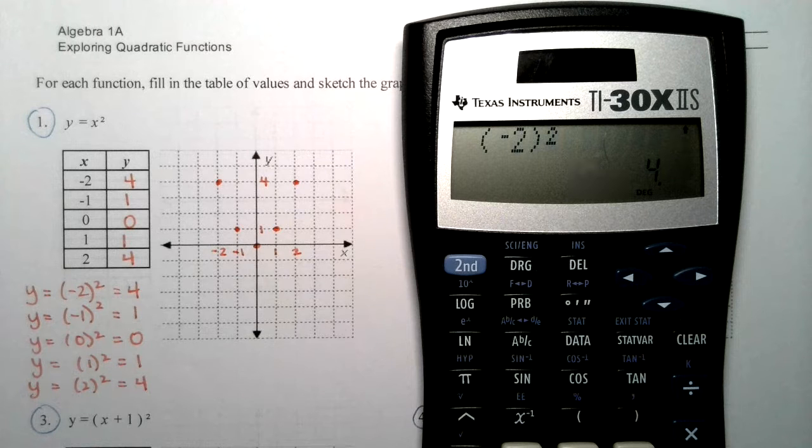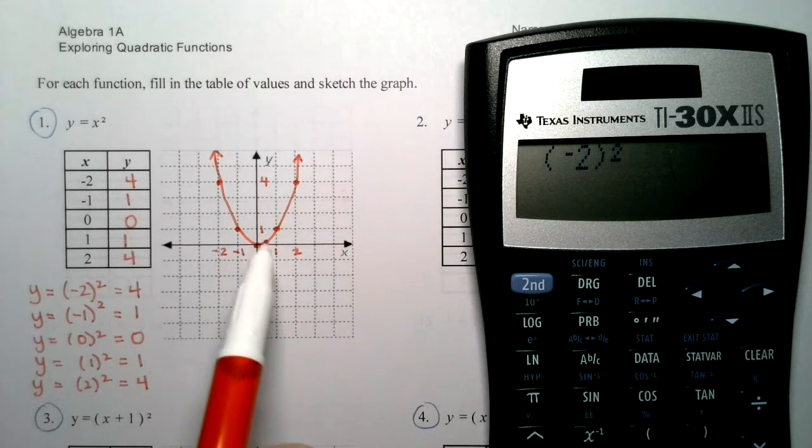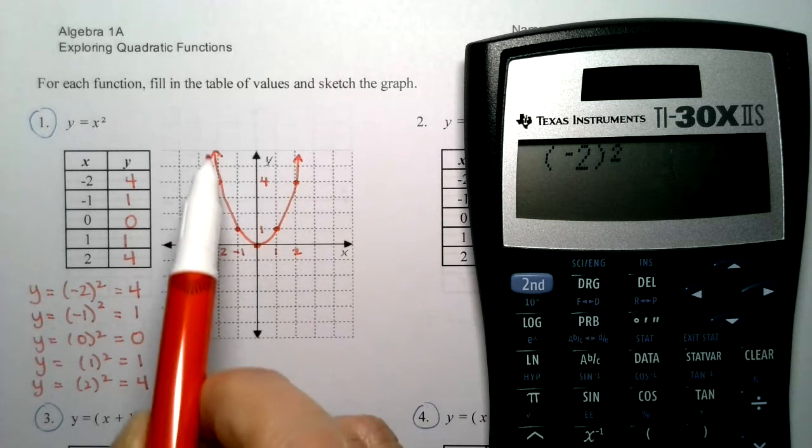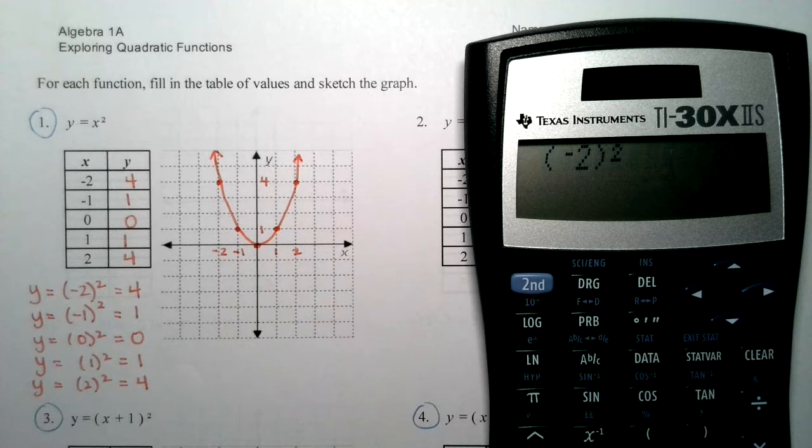And now we would connect those points in a smooth curve. Quadratic functions' graphs are called parabolas, and we should make that into a curve. I put little arrows at the end of my curve here to show that this graph is going to extend in these two directions forever and ever.